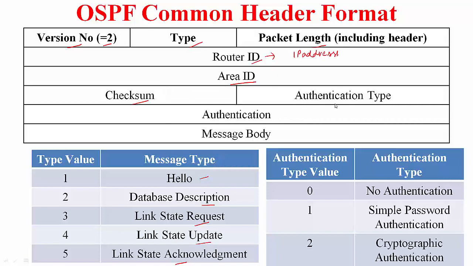And OSPF supports authentication. Within authentication itself, there are different types. Whether you want to do authentication, if you don't want to, you can set it equal to 0. If it's a simple password authentication, or whether it's a cryptographic authentication. The field following this will carry some authentication information. For example, if it's a password authentication, you may specify some password information here. Following this is the message body, which varies depending upon what type of packet it is.